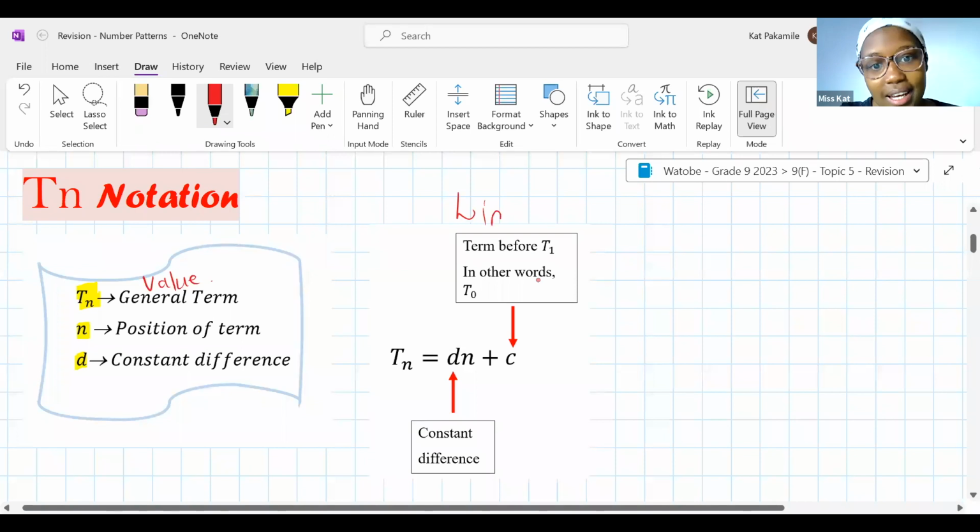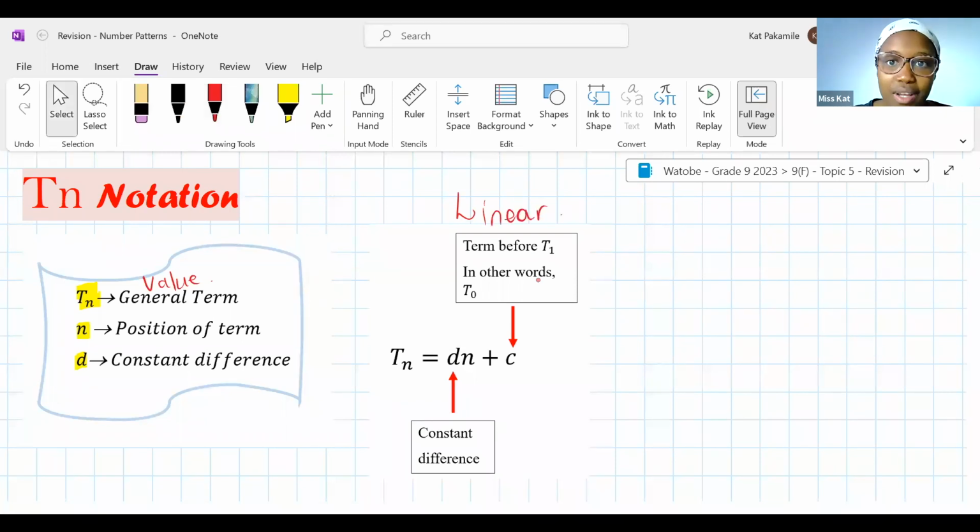Linear. Okay. So how would you know if the number pattern is linear? So if I give you a normal ordinary pattern and I do not tell you that it's linear, how would you know that it is linear? Like if I just give you a random number pattern. Let me actually do that. Let me give you 2 number patterns.